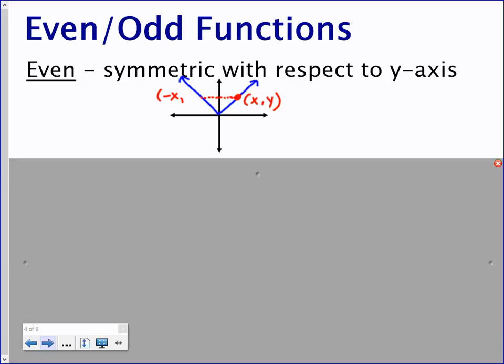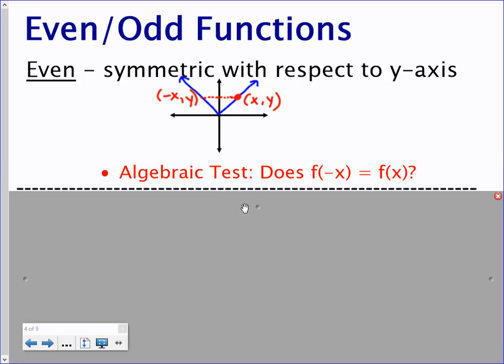And also for that point to map onto itself, it would need to lie on the same horizontal line, so it must have the same y. So in order for something to be even, if the point x, y is on the graph, then it must be true that the point negative x, y is also on the graph. If that point doesn't show up on the graph, then it can't be even, because when you fold the paper, it wouldn't map onto itself. Okay. So here's the algebraic test.